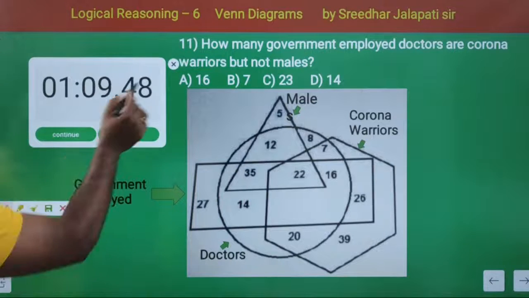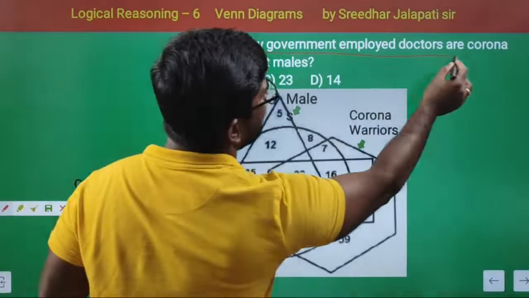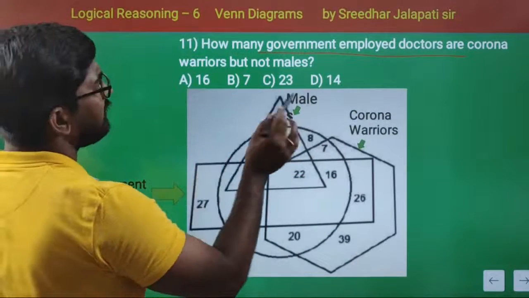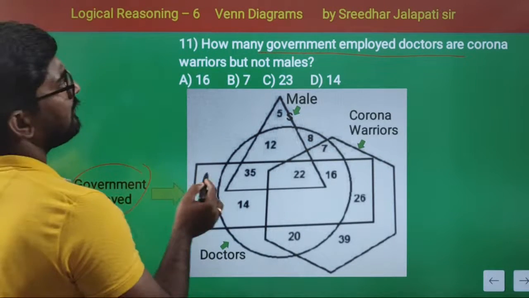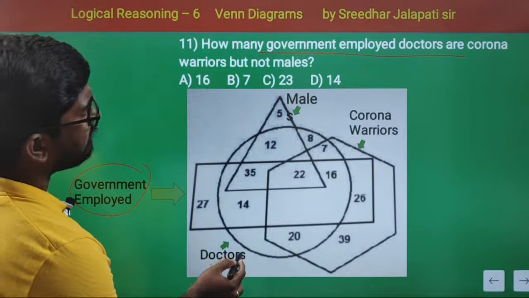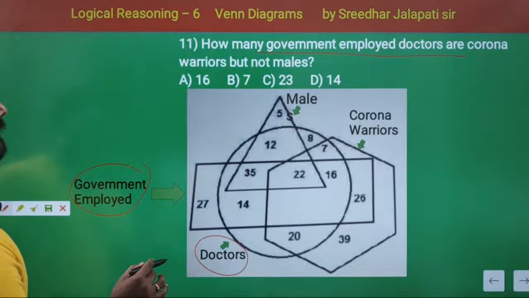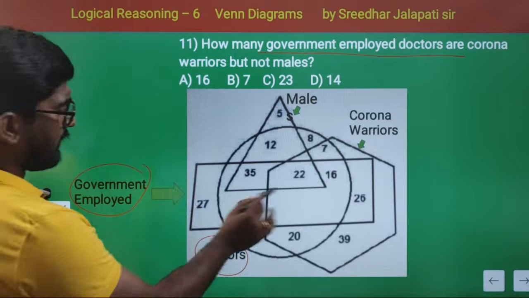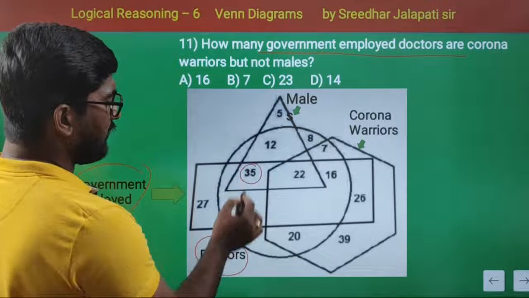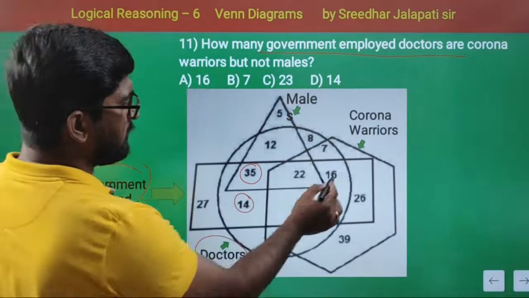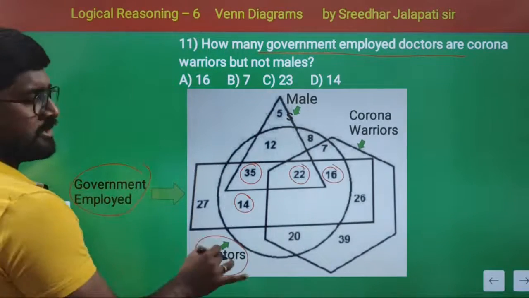Let's see what is the answer for this question. What the question is asking us to find: how many government employed doctors. That means we want the intersection of rectangle and circle. So what is the intersection of rectangle and circle? 35, 14, 16, 22. This is the intersection of circle and rectangle. That means government employed doctors.